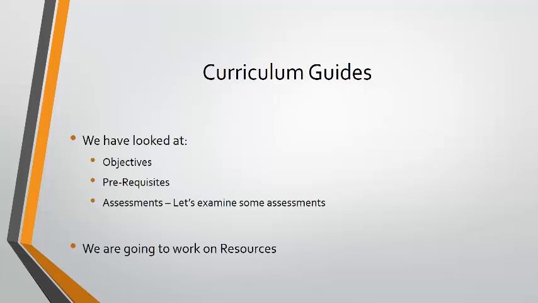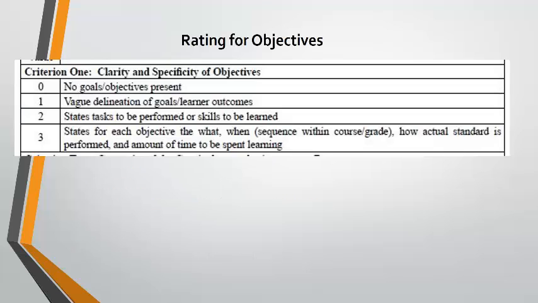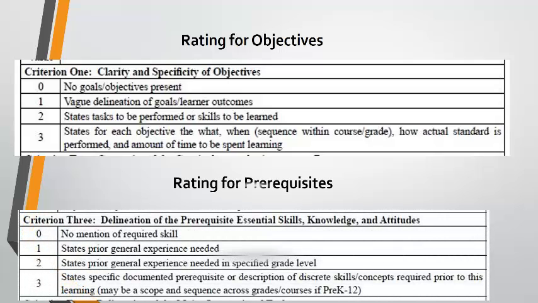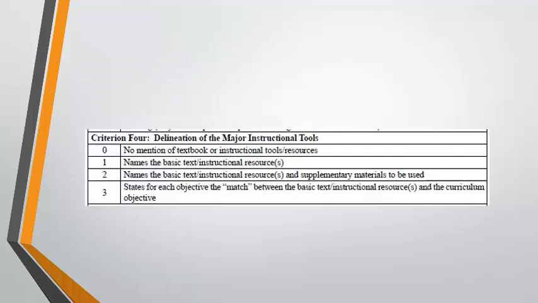So like I said, so far we have looked at objectives, we have looked at prerequisites, and we have looked at assessments. And now we're going to add resources. So the objectives, again, I think I have some criterion ratings for these. We don't need to go through them all. You have this PowerPoint. Here are your criterion ratings for resources. So the minimal level is 0. This would mean that you don't even mention a textbook or anything, it's just blank.